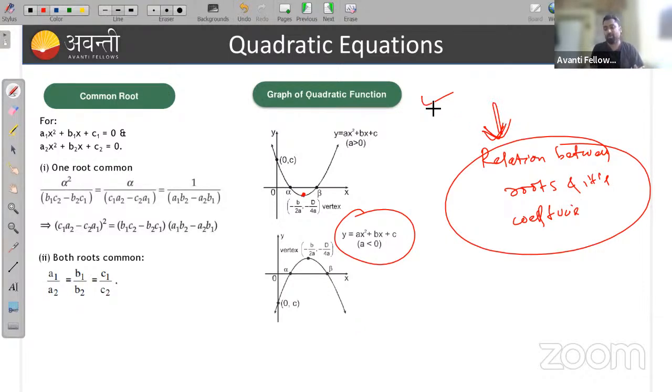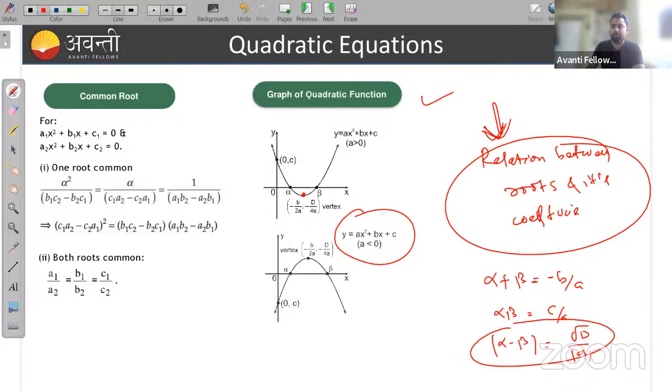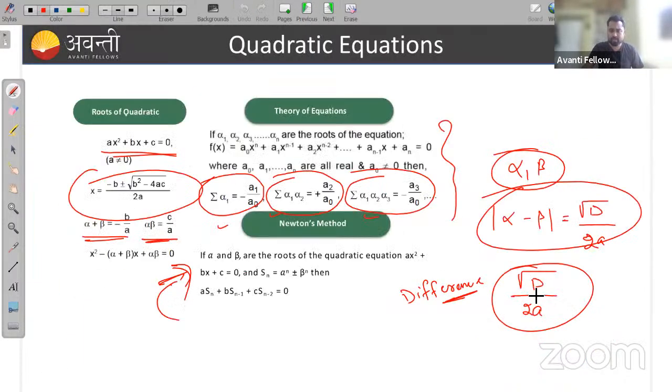So the relationship between roots and its coefficients is a very simple thing. The sum of roots is minus b upon a. The product of roots is c upon a, and the difference of roots is under root of D upon mod a. Sorry, it is not 2a, I said that wrongly. That is not 2a.